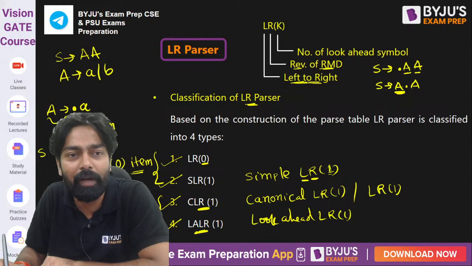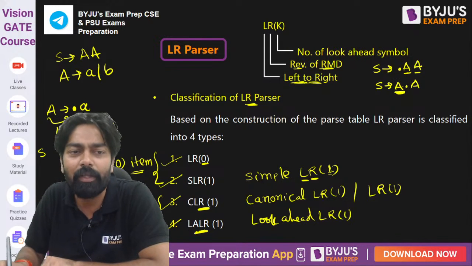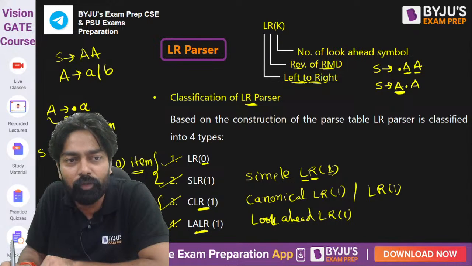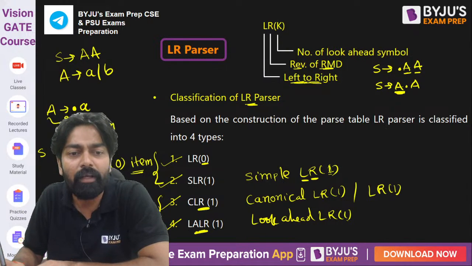What is an LR0 item, my dear friend, and how to make an LR0 item? Just jump to the right-hand side and put a dot at the leftmost place. Fine. Dot at the leftmost place. Okay.